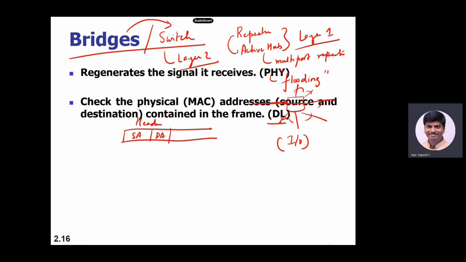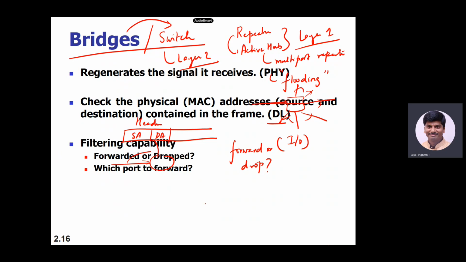So when the bridge receives a frame in one of the IO ports, it is going to look at the header in the frame and make a decision whether I need to forward this frame or I need to drop this frame. So forward or drop, this decision it is going to make. If I need to forward, which port to forward to, that decision making also a bridge or a switch can do. It is going to tell in which IO port it is going to forward, in case it needs to forward. In case it decides that we are not going to forward this frame.